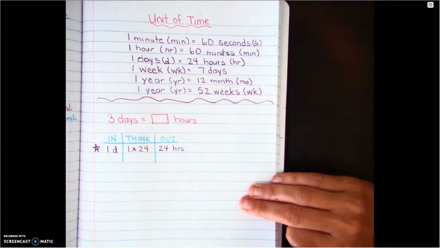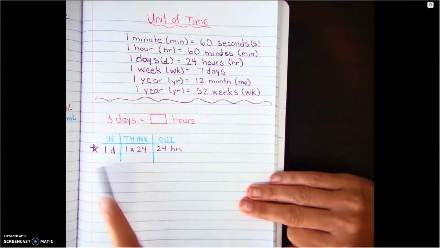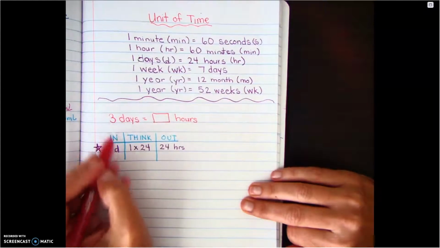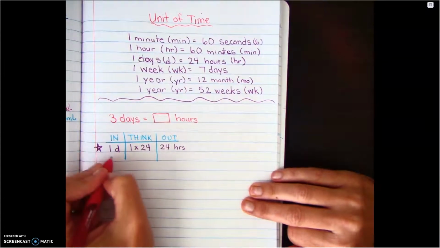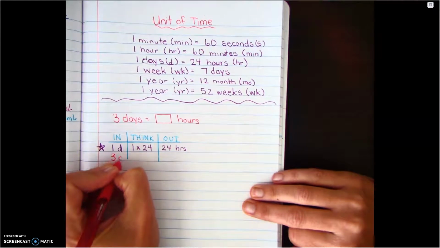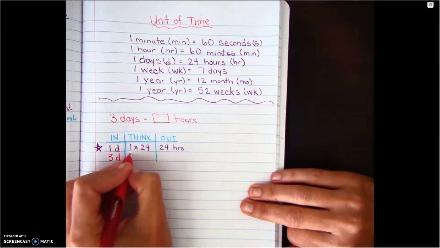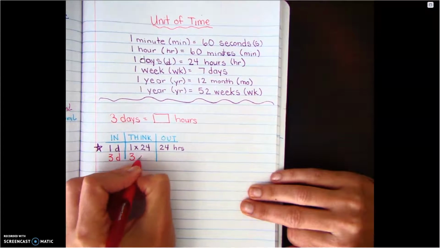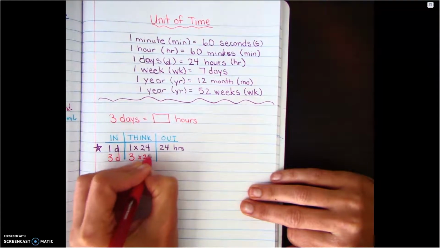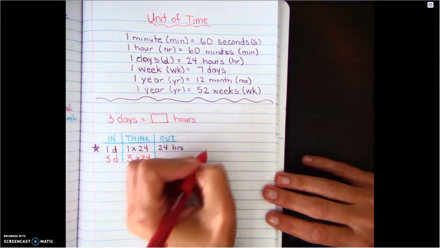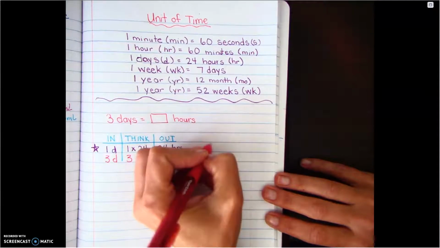So now I've got my helper, and this is where people were getting confused on their chart. You've got to write that helper from your helper chart. Now I can use my problem. So my problem is 3 days. So that means I no longer just have 1 day. That means I have 3 days times 24. So that's hard for me to do in my head, so I'm going to do my area model. So I left room for my area model.